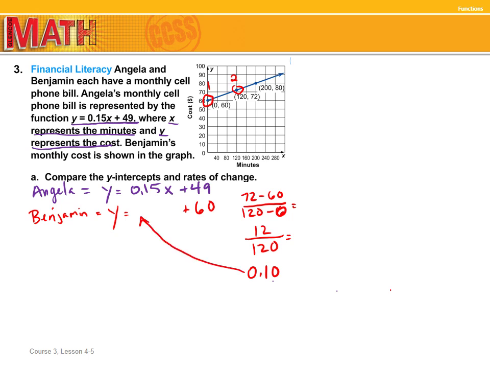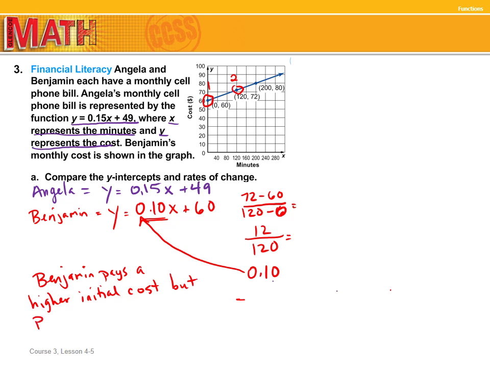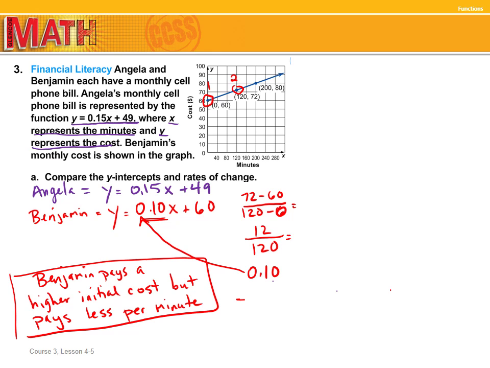So I'll take that 10 cents, plug it in here, times x. So it looks like Benjamin's plan is cheaper per minute. So Benjamin pays a higher initial cost but pays less per minute. That's one possible answer.